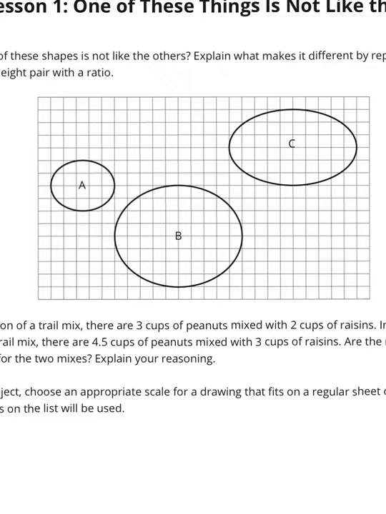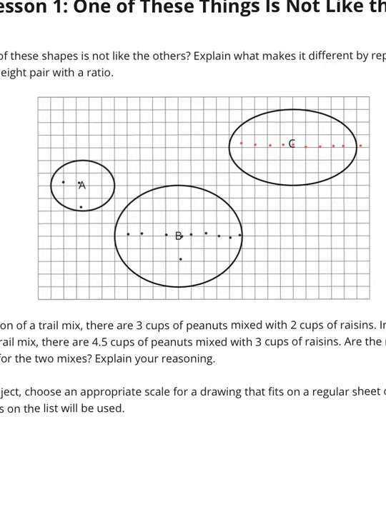So in A, if I count across 1, 2, 3, 4, 5, and I count up 1, 2, 3, 4 units. In B, I'm counting across 1, 2, 3, 4, 5, 6, 7, 8, 9, 10, and I'm counting up 1, 2, 3, 4, 5, 6, 7, 8 units. In C, I'm counting across 10, and the height there is 6. So what I'm looking at is which one has the similar ratio.